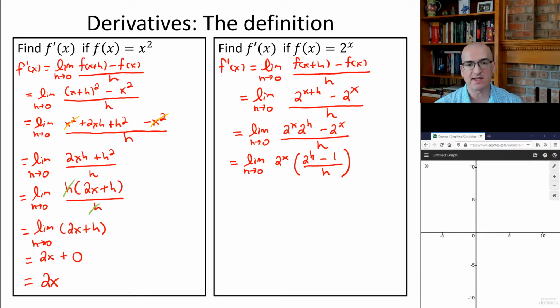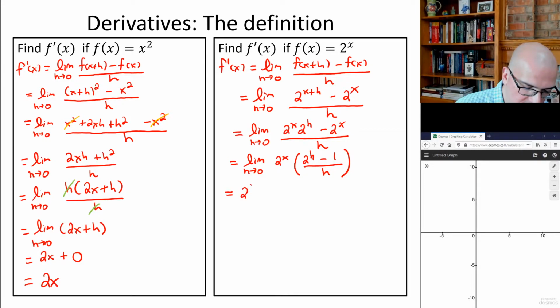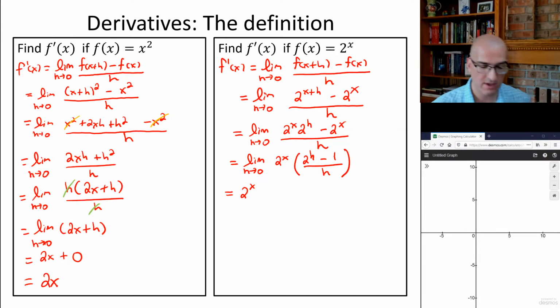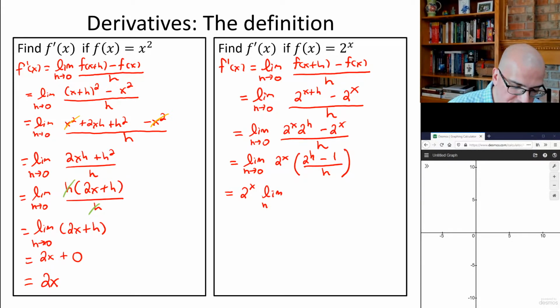This limit is telling us to let h go to 0. I know 2 to the x is not a constant, but as far as the limit is concerned, it is. The limit is telling you to do something to h, not to do something to x. So if we take the 2 to the x out front of the limit, we're not going to change anything. We're not going to violate any mathematics. 2 to the x comes out because it does not contain any h. And then we have the limit as h approaches 0 of 2 to the h minus 1 all over h.